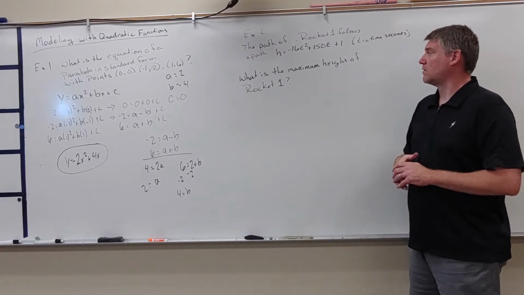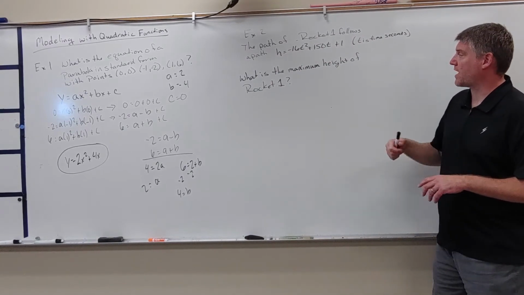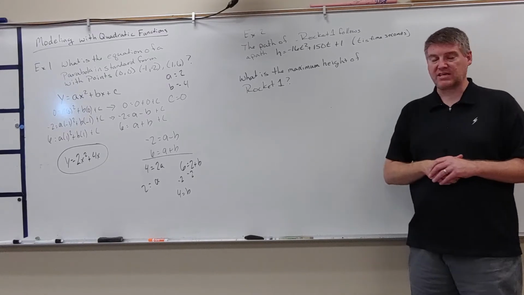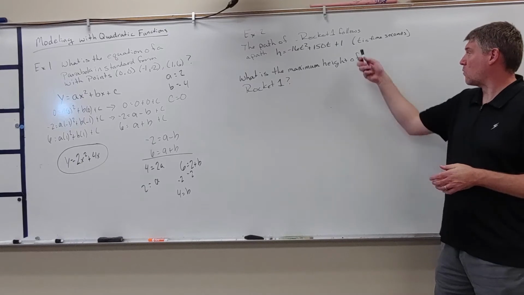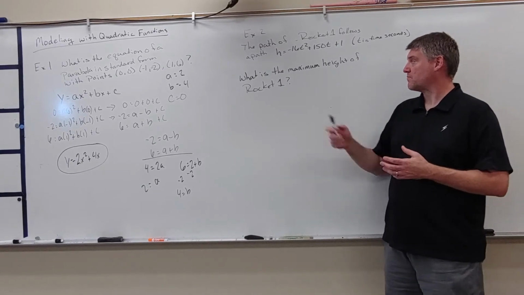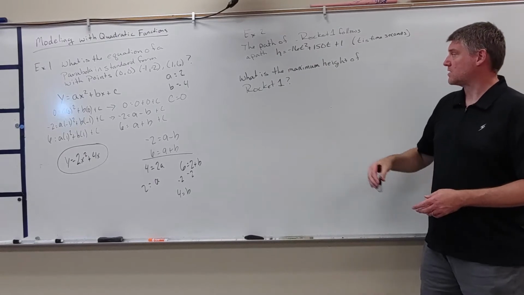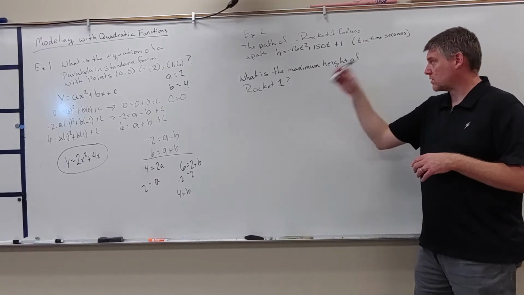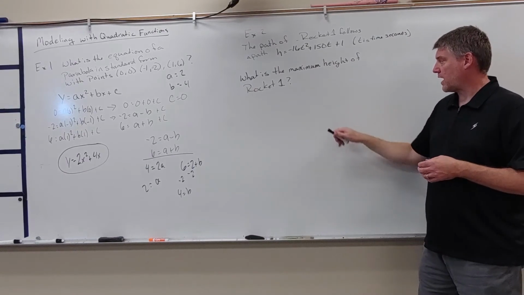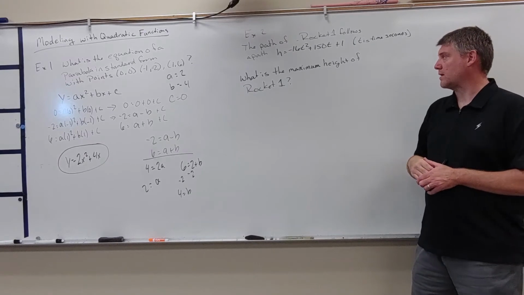So here's a model. It says the path of rocket 1 follows a path of h equals -16t squared plus 150t plus 1, where t is time in seconds. Okay, so this is the height function. So this rocket is following along this path of launching, okay? And so what is the maximum height of rocket 1?